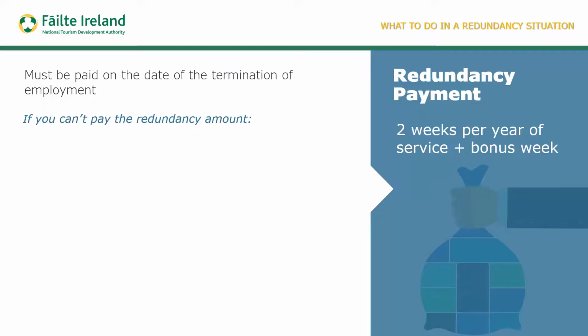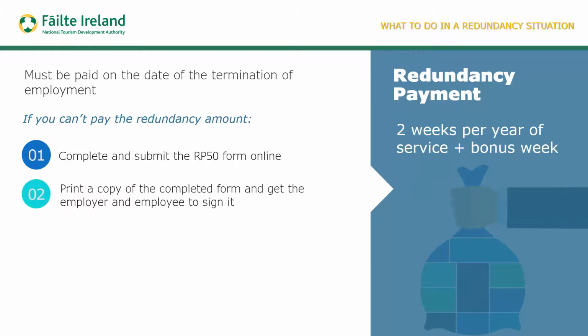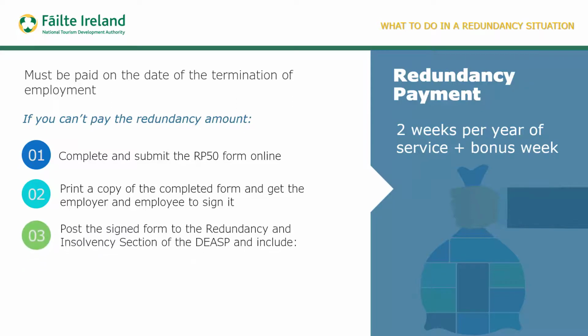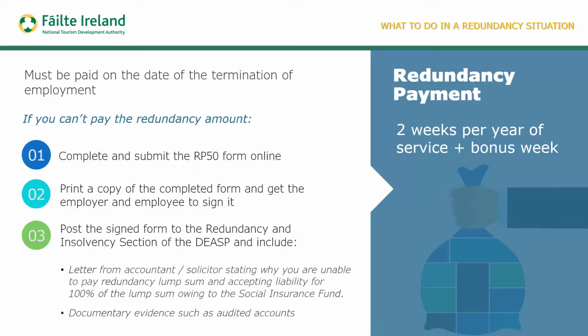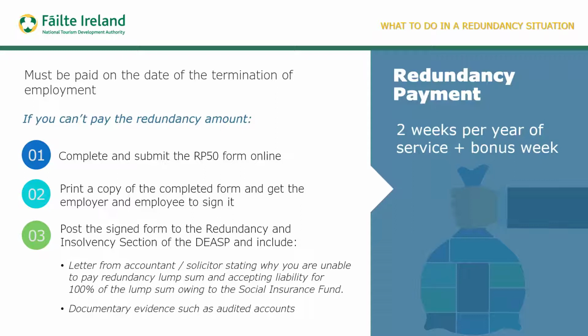If you can't pay the redundancy amount, the employer should follow the steps below. Complete and submit the RP50 form online. Print a copy of the completed form and get the employer and employee to sign it. So post the signed form to the Redundancy and Insolvency section of the DSP. And also remember, with the form, you need a letter from your accountant or solicitor stating that you are unable to pay the redundancy amount that's due and accept liability for the lump sum owing to the Social Insurance Fund. Documentary evidence such as audited accounts should also be included.